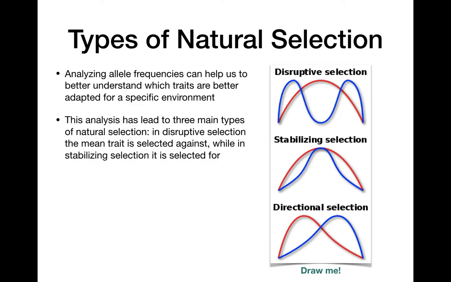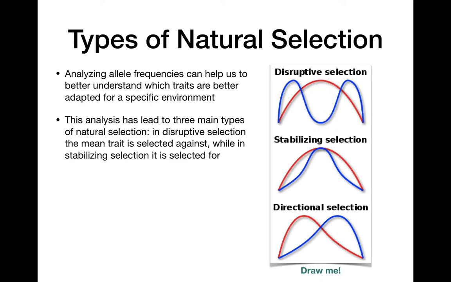And that kind of pattern analysis of allele frequencies has led to 3 different types of natural selection that we classify different examples into. And that would be disruptive selection, stabilizing selection, and directional selection. So if we look at this original red curve here, this is where the mean of the most common traits is at the top, in the center.